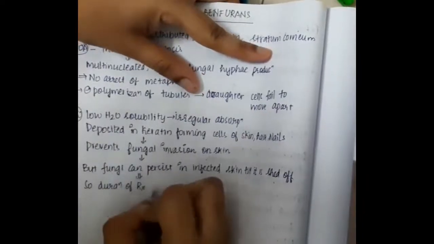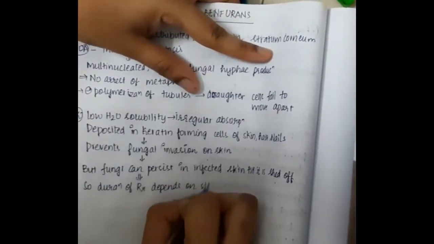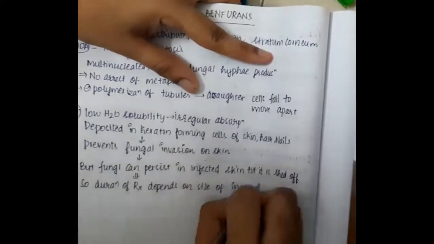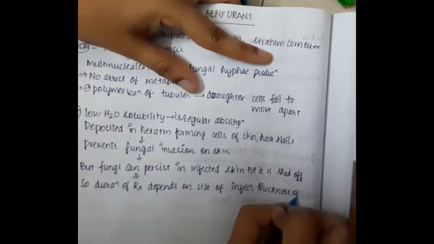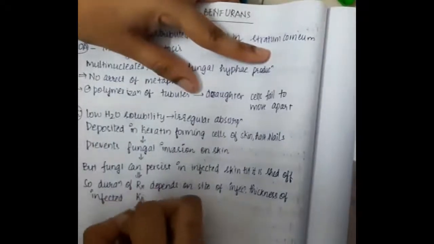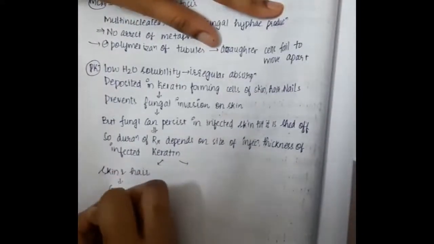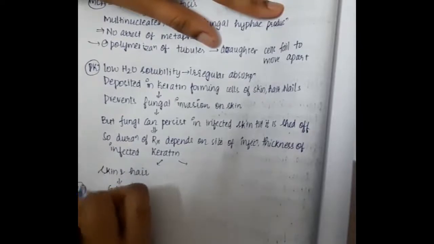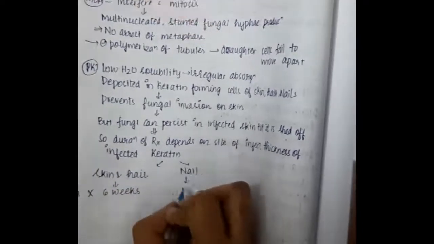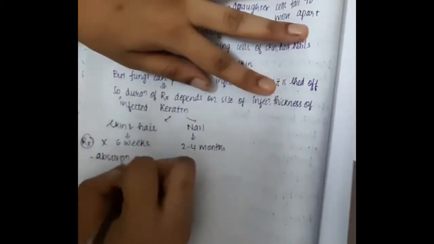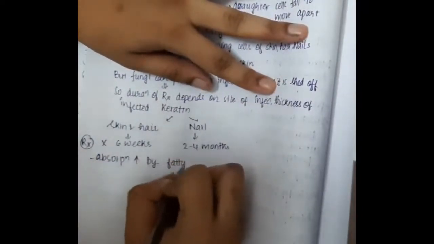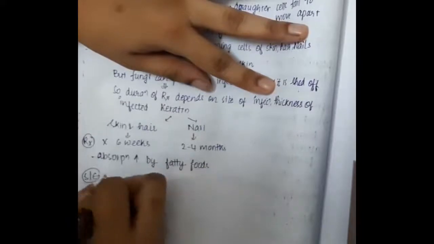So the duration of treatment mainly depends on the site of infection and the thickness of the infected keratin. If the infection is present in skin and hair, you should treat the patient for 6 weeks. If it is present in nail, you should treat the patient for 2 to 4 months. Absorption increases mainly with fatty foods.